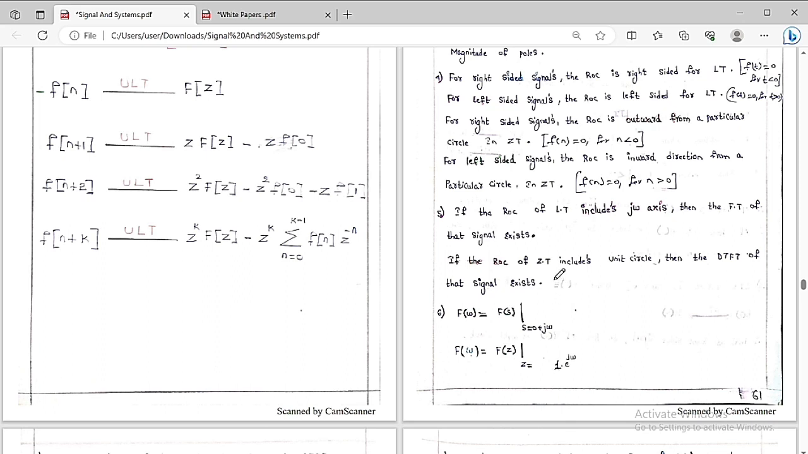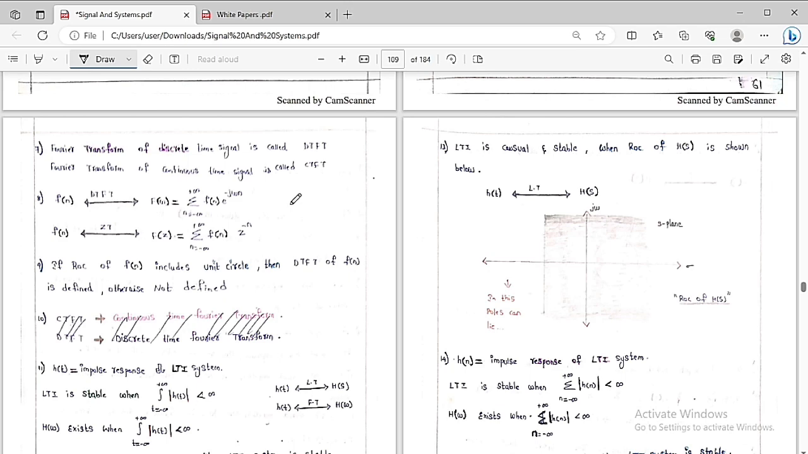So again I can say that if the ROC of the Laplace transform is going to include the imaginary axis, then the continuous time Fourier transform for the signal is going to exist. Similarly, if the ROC of the Z transform is going to include the unit circle, then the discrete time Fourier transform for the signal is going to exist. So this point always you have to keep in mind.